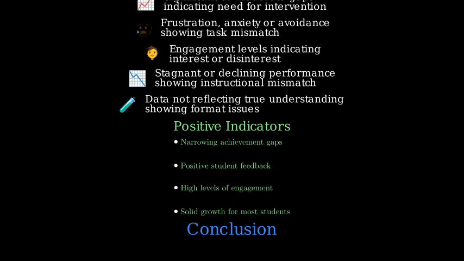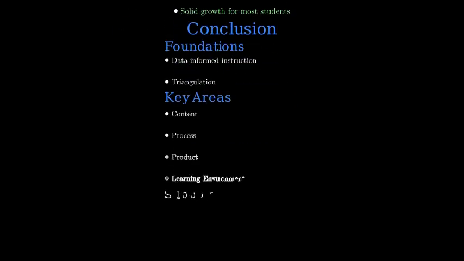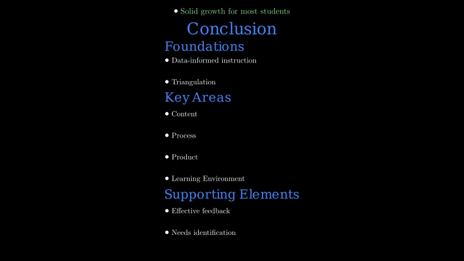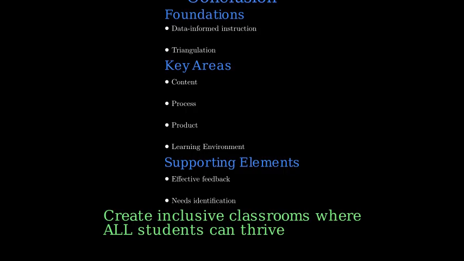In conclusion, differentiated instruction is a dynamic and responsive approach to teaching that empowers every student to achieve their full potential. We've explored the foundations of DI, including data-informed instruction and the power of triangulation. We've examined the key areas for differentiation: content, process, product, and learning environment. We've discussed the importance of effective feedback and learned to identify when differentiation is needed. By continuously assessing student readiness, interests, and learning profiles, and thoughtfully differentiating instruction, educators can create truly inclusive and effective classrooms where all students can thrive.